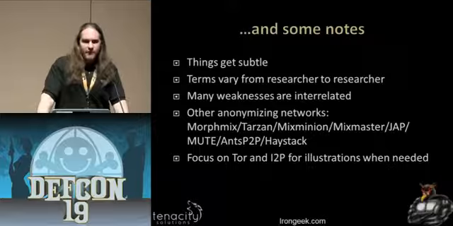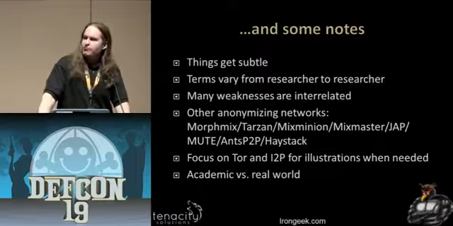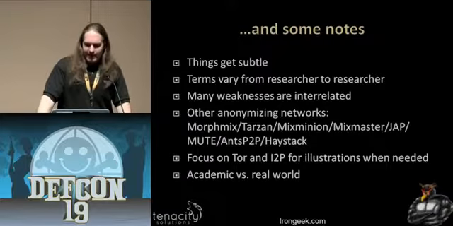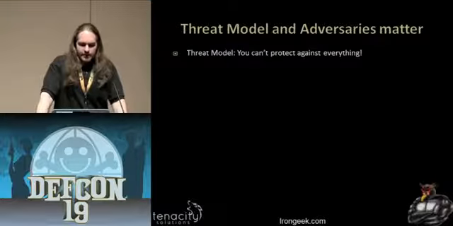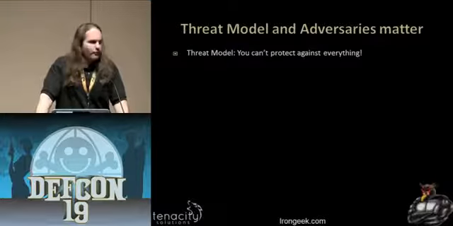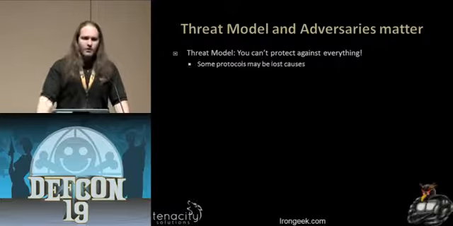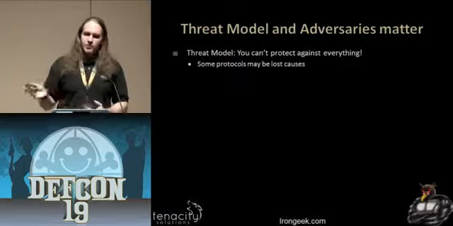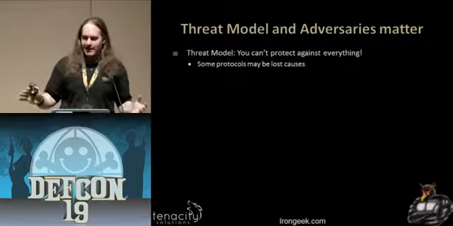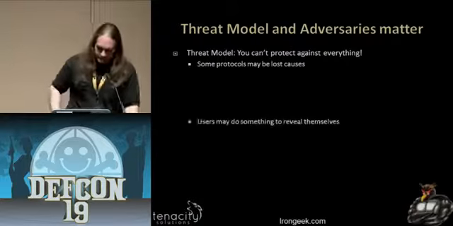But like I said before, I'm going to focus on Tor and I2P for my illustrations. Some of the attacks will be very academic, and I'm going to try to give a few real-world examples, though, to illustrate how they can be used. Now, when it comes to attacking darknets, threat model matters a whole lot. You can't really protect against everything. Some protocols may just be lost causes. One of the problems with some of these cypherspaces is that people try to throw protocols across them that just were never designed to be anonymized. BitTorrent would be a good example, which I'll go into a little bit later on.